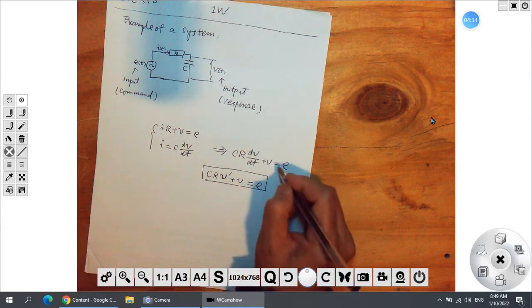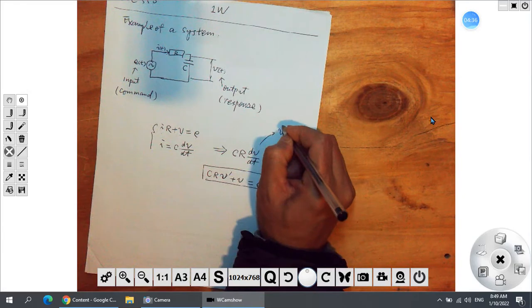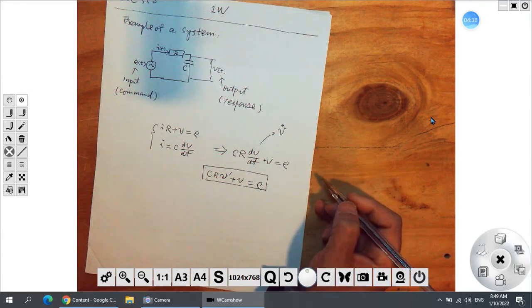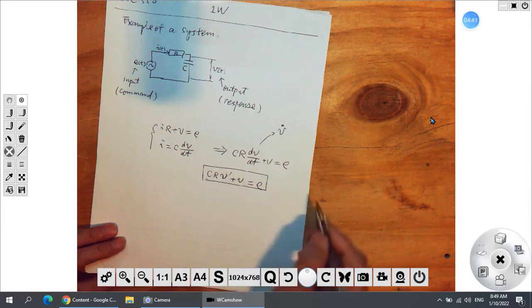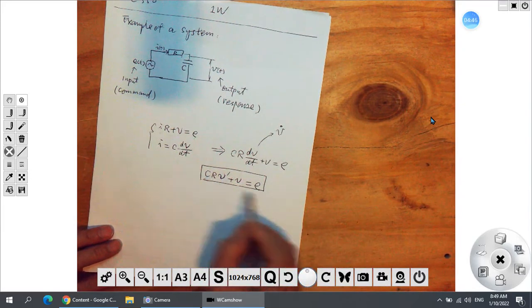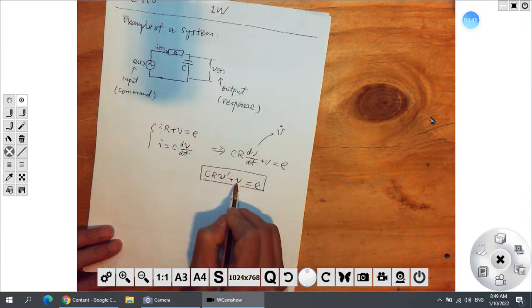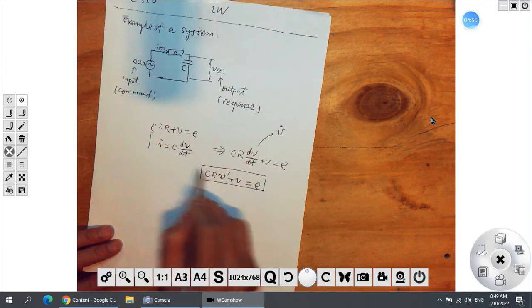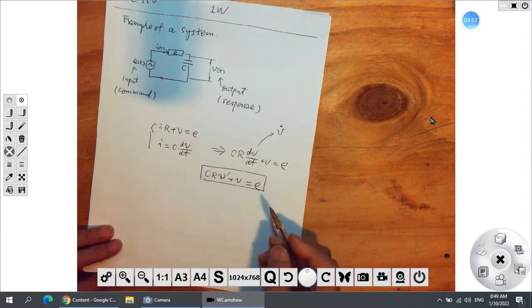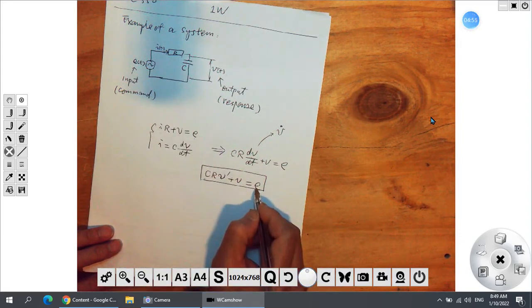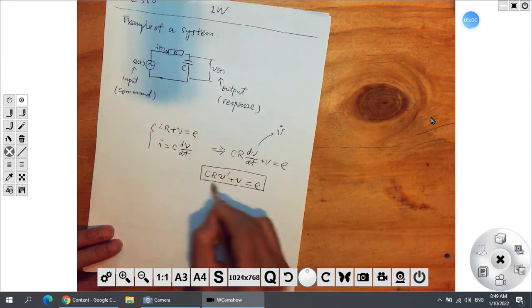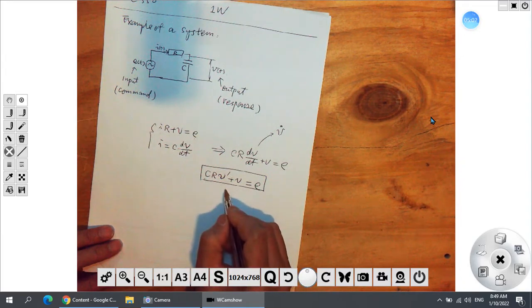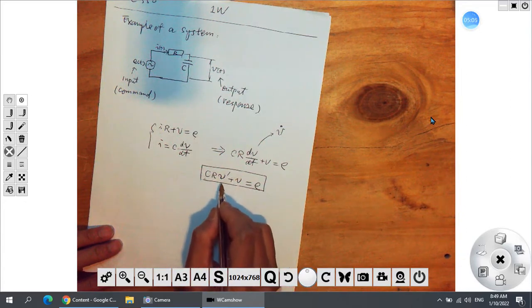You can also write this as V dot, putting the dot over it. It's also fine. These three notations are the same thing. So we have an equation. From this equation you can see only E and V. C and R are given, some values given in the circuit. And if E is given, then the only thing is you need to find this V. What kind of equation is this? This is a differential equation. So we need to solve this differential equation. If E is given, we solve it, and we can find V.